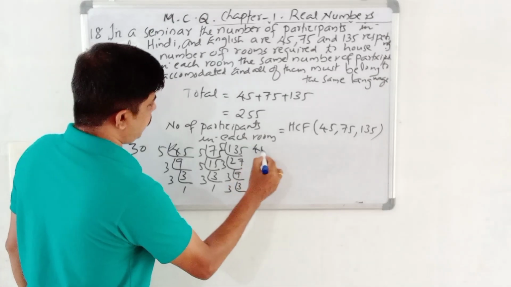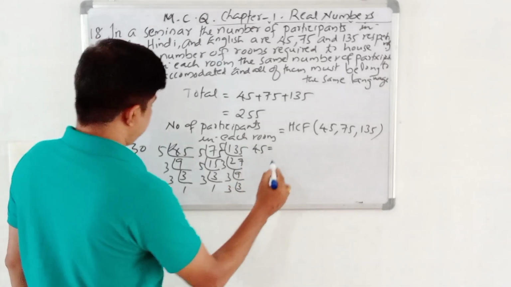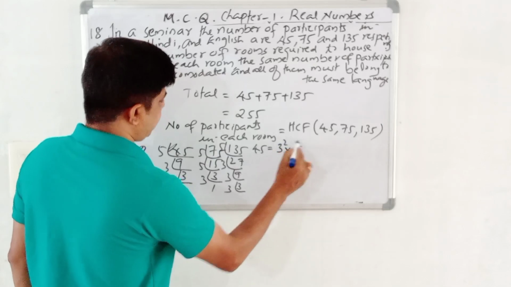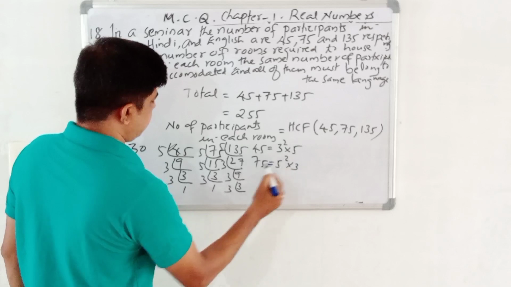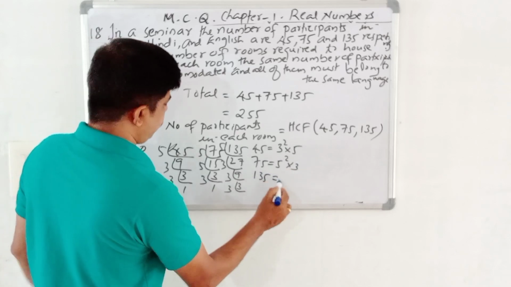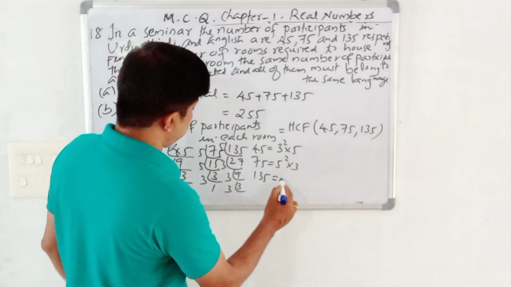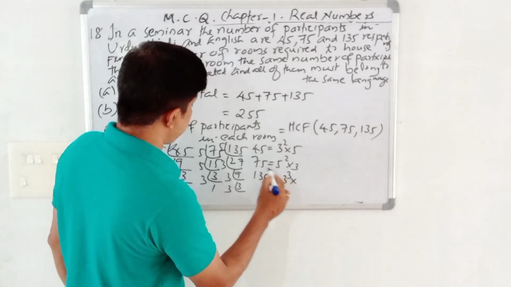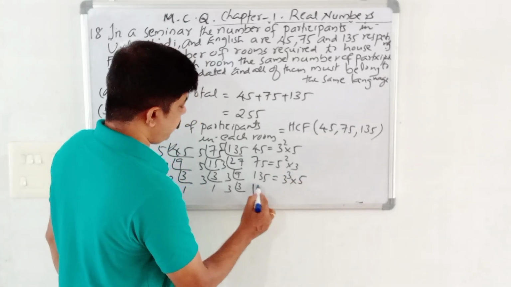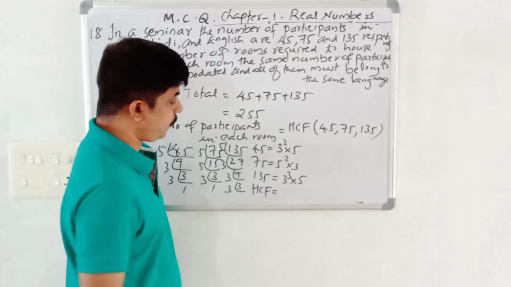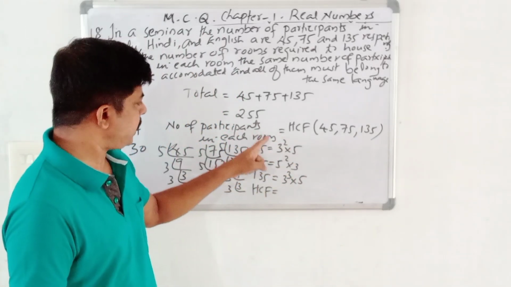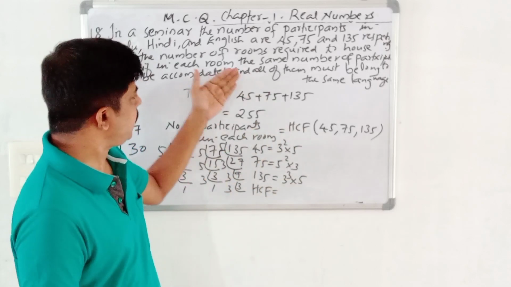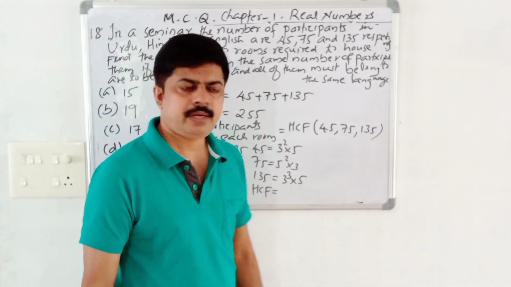Therefore 45 is equal to 3 square into 5. 75 we have 5 square into 3. 135 we have 3 cubed and 5 one time. When we calculate, we have to find the value of HCF. Actually HCF means number of participants in each room. Then only we can find how many rooms are required.